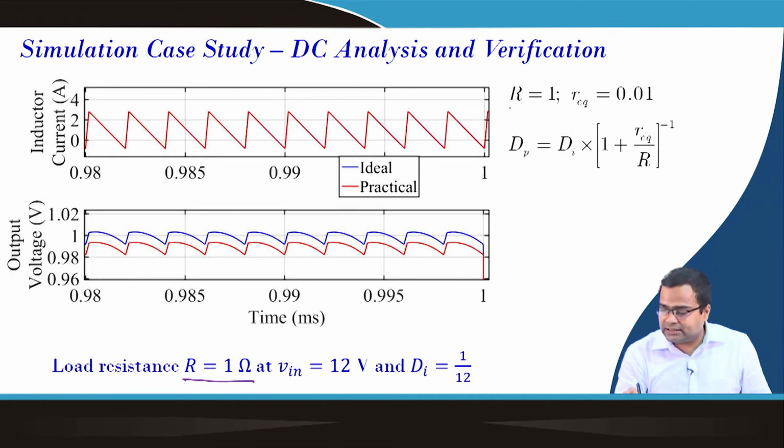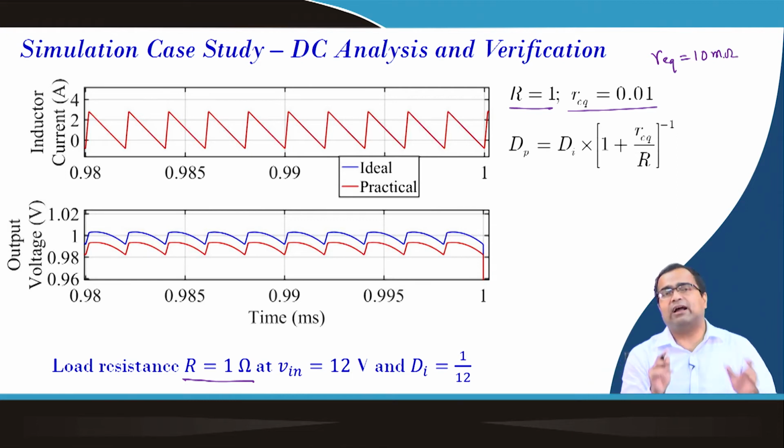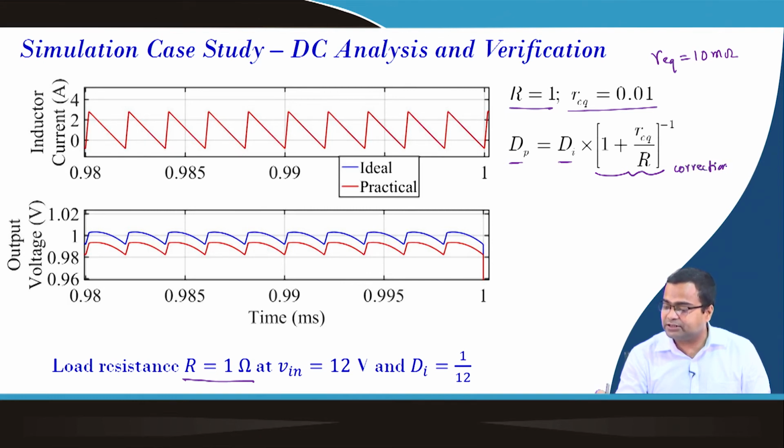So, can we analytically show what the value is? We know the load resistance is 1 ohm, and in our converter setting we took R equivalent to be 10 milli ohm, because 5 milli ohm is the DCR and 5 milli ohm is the on-state resistance. So, it is totally 10 milli ohm. So, what is my practical duty ratio? It is the ideal duty ratio multiplied by this correction factor, right? We know about this correction term.